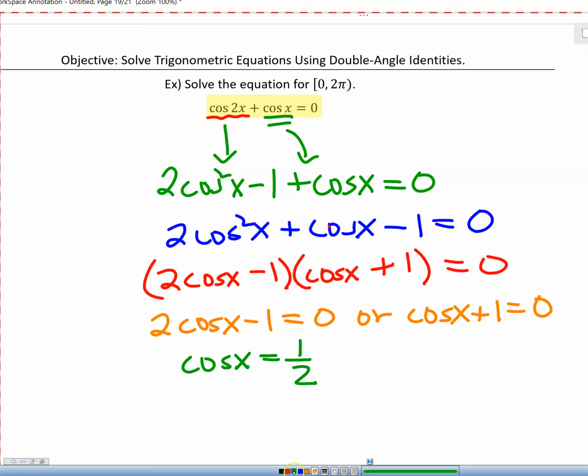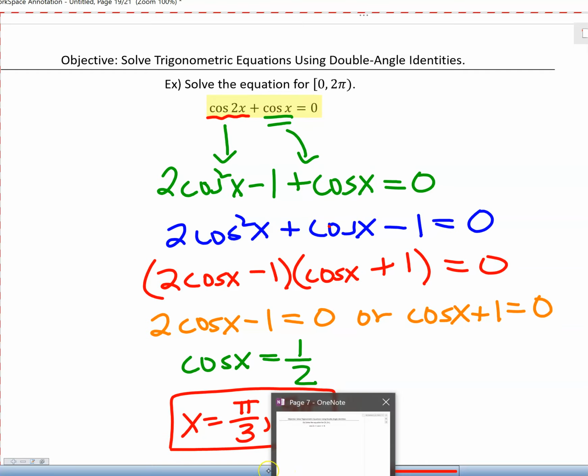And the angles where cosine is positive, so cosine is positive, again, in the first and the fourth quadrant, and where it has a value of 1/2 are at the thirds. So that's going to give me pi thirds in the first quadrant. And what are we going to get? 5 pi thirds in the fourth quadrant.